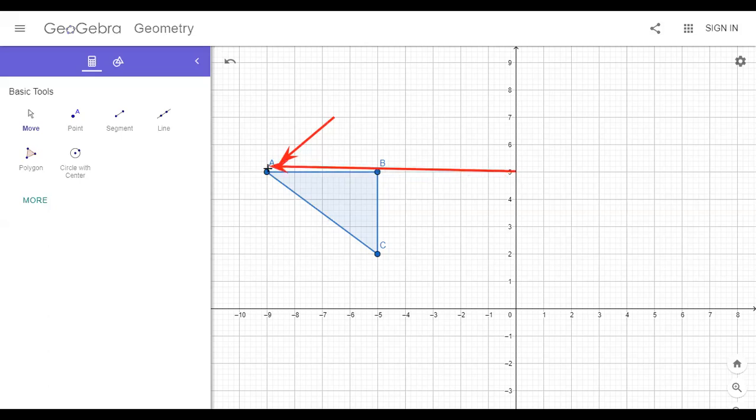This perpendicular distance is 9 units, just counting the grids. So we have to go in the opposite direction from this mirror. The y-axis is the mirror, so we have to go 9 units on the right. Let me count: 1, 2, 3, 4, 5, 6, 7, 8. We have to go one more. We have to go 9 units from this mirror.